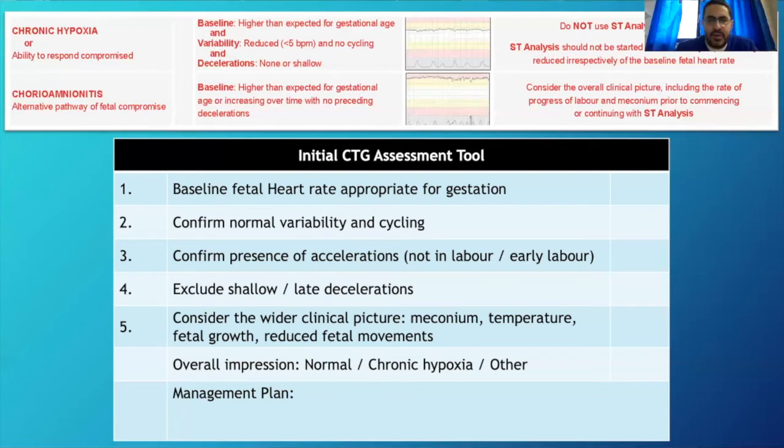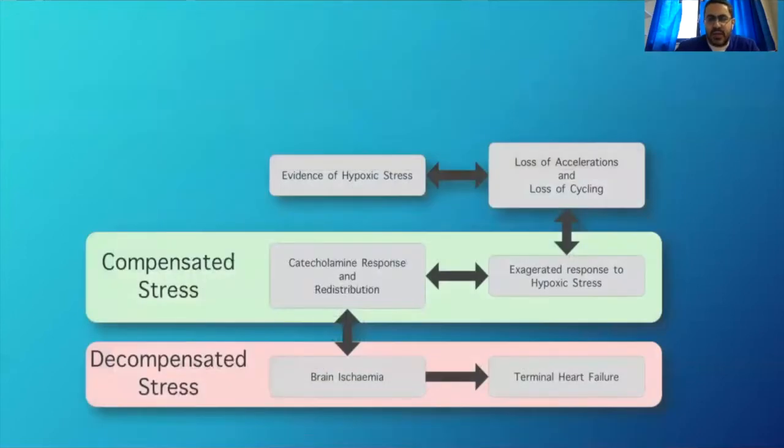So are we all clear on chronic hypoxia and chorioamnionitis so far? As I said, we're not really saying anything significantly new. Once we've deemed that this baby is fit for labor, you're now starting to follow the hypoxia pathways. The backbone of hypoxia is generally the gradually evolving hypoxia.